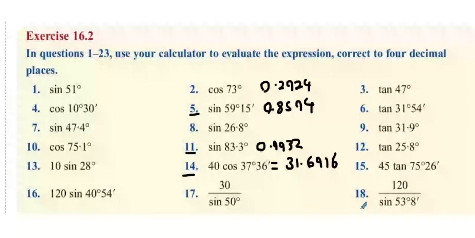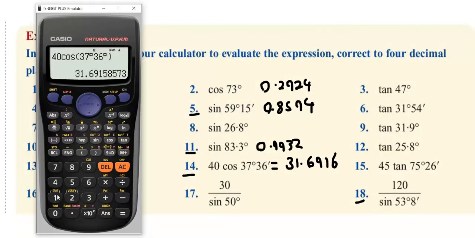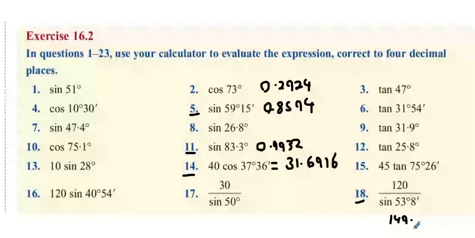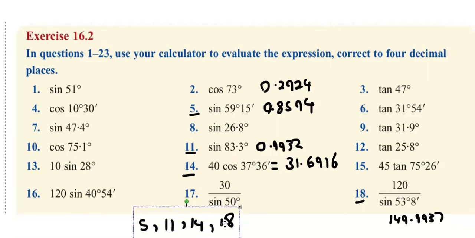I'll do question 18 because it's a bit harder again. So you do 120 divided by sine 53 degrees, 8 minutes, happy days, and you get 149.993. It's going to be 37. Okay, so I did 5, 11, 14, and 18 there. That's a pretty good blend of questions so far.